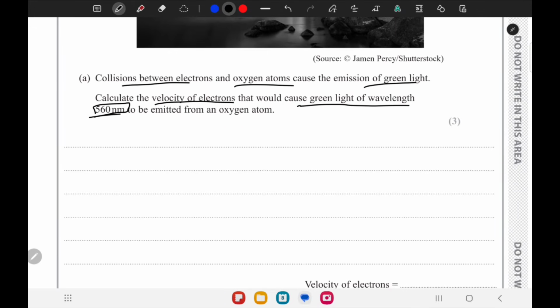So this is a question about spectra, but in the first part we don't need to think about the spectra yet. The electron would collide with the electrons in the oxygen atoms, causing them to go to a higher energy level, and when they fall to the ground state, they would emit green light. So we need to find the energy that the electron needs to cause the energy level change.